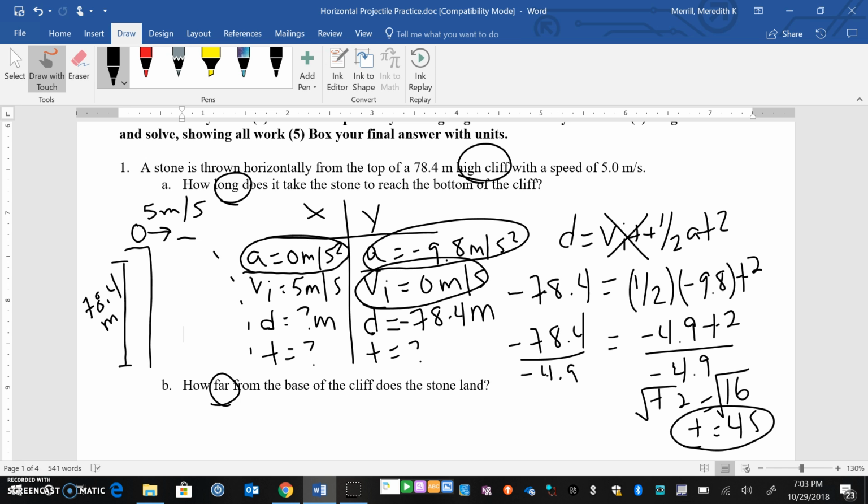Once I've solved for time, it now becomes a known in my data table. The time is the same on both sides. There are not two different special types of time. So I can automatically put that in.